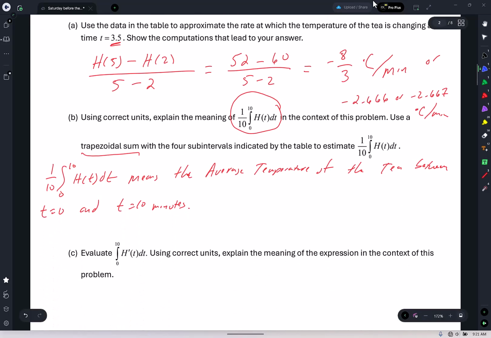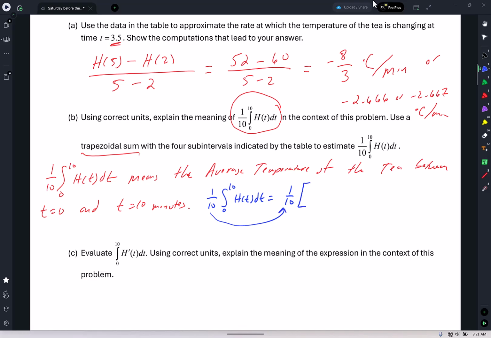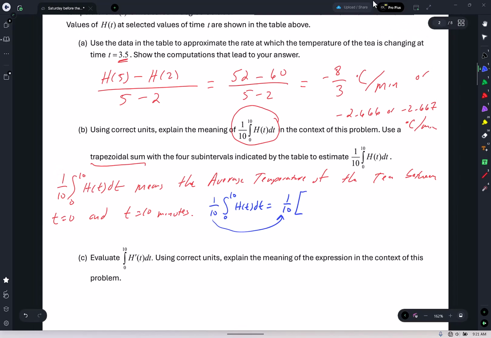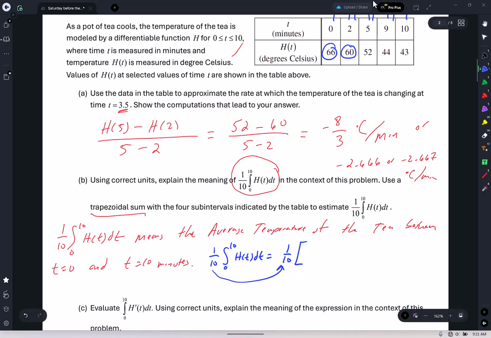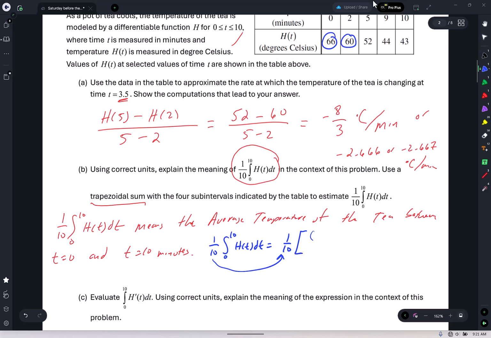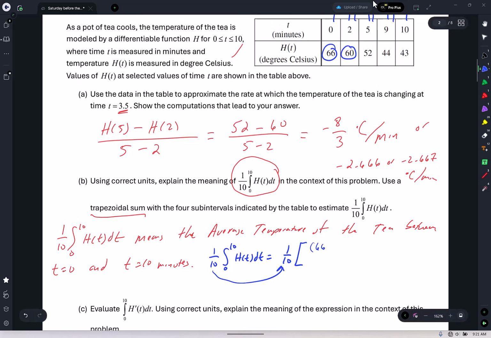So here it is. I'm going to go 1/10 integral 0 to 10 of h of t dt equals 1/10. That 1/10 is this one. Bracket. And now I'm going to write my trapezoid. So base 1 plus base 2 times height divided by 2. So here we go. Parenthesis, base 1, so the 66, plus base 2, the 60, close, times height. The height is 2, divided by 2. There's my first trapezoid.